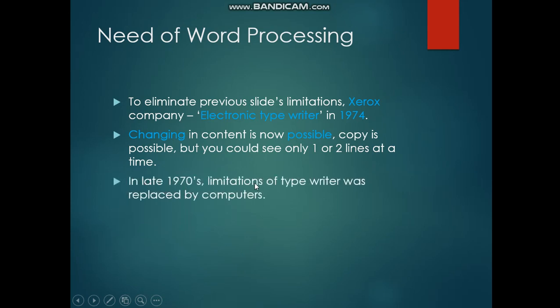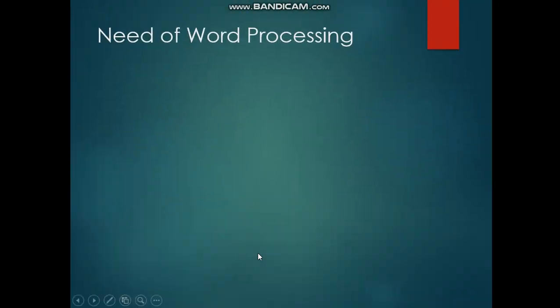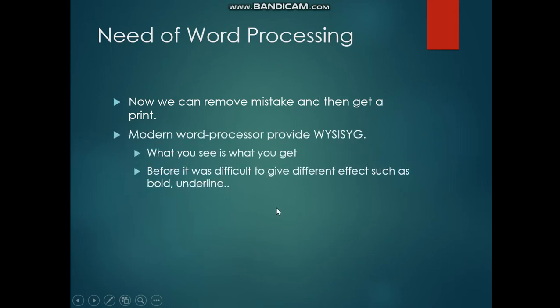In the late 1970s, the limitations of the typewriter were replaced by computers. Since then, software is used for word processing. So now we can rectify the mistakes and we can get a perfect print. Modern processors allow you what you see is what you get. You can see the term. Please learn this full form. What you see is what you get.